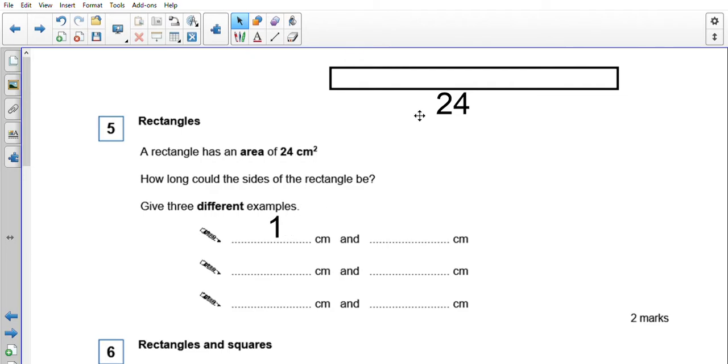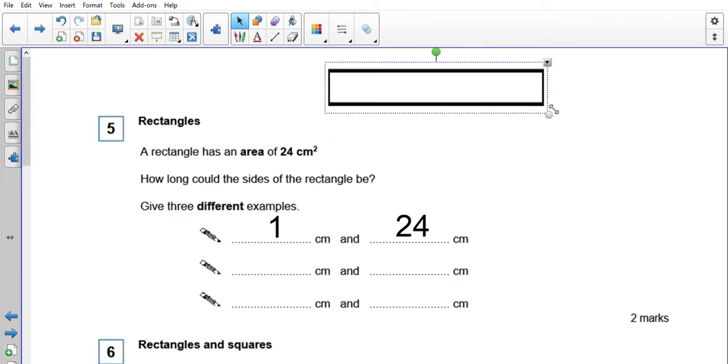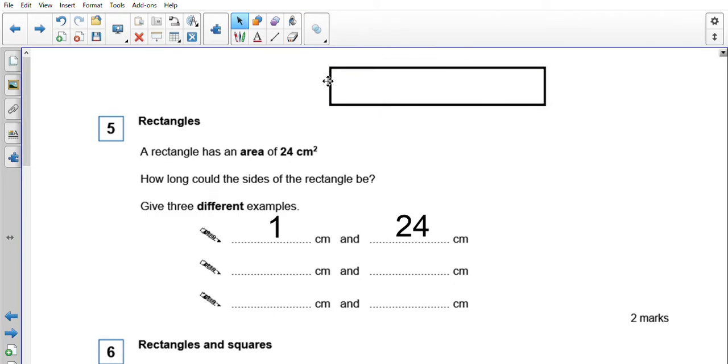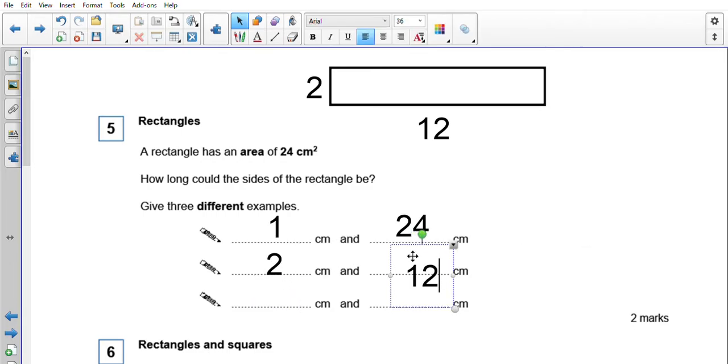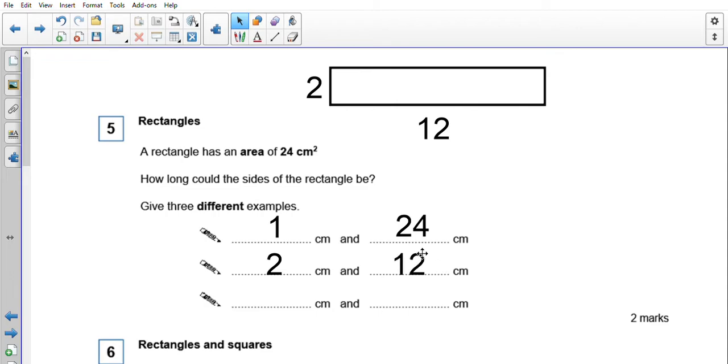Okay, now instead of trying to work out anything else in this, I would then go, okay, well, what happens if I make the side 2? So it was 1 before, let's make it 2 now. What times 2 is 24? Well, that's going to be 12. 2 times 12 is 24. Length times width is the area. So 2 times 12 gives me an area of 24 centimetres squared.